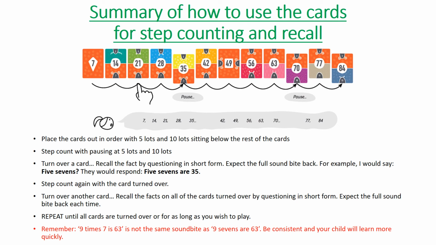Here is a summary of how to use the cards for step counting and recall. First of all, place the cards out in order with 5 lots and 10 lots sitting below the rest of the cards. It's important to remember to do this as we take significant pauses here. This helps our auditory memory with remembering what we have said so far. Next, step count with pausing at 5 lots and 10 lots.